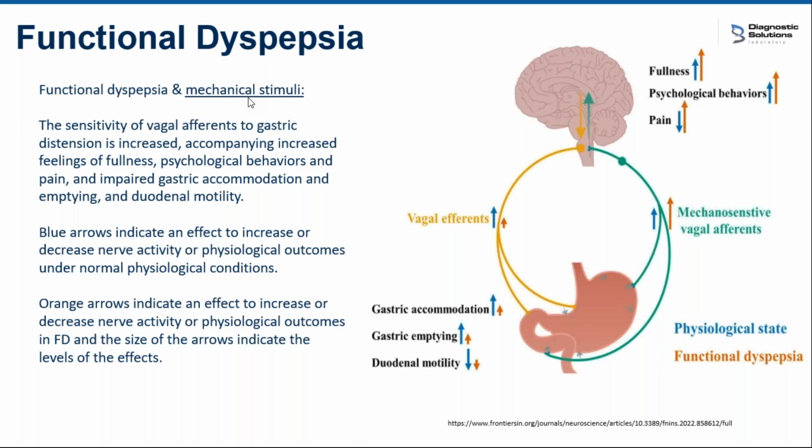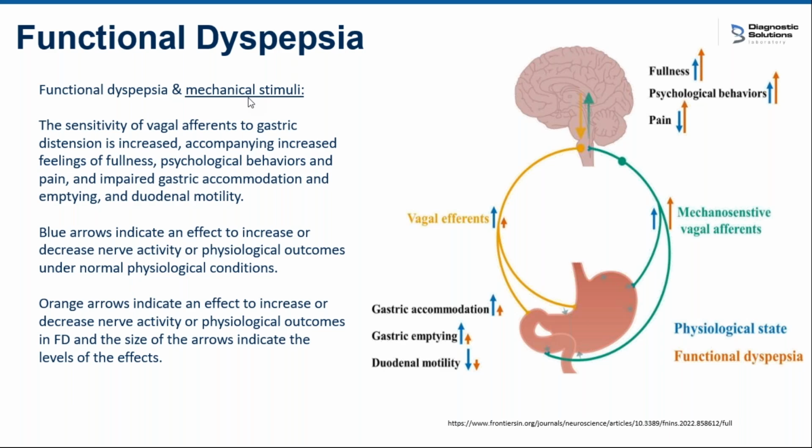If you look at the lower part of the left side of this image, you get proper gastric accommodation. So remember I said stretch and tension receptors. You get normal gastric emptying, and then you get decreased duodenal motility. So what that is, it allows for proper timing for nutrient absorption, right? So that you have proper nutrient absorption taking place. So that's the physiological state, that's normal.